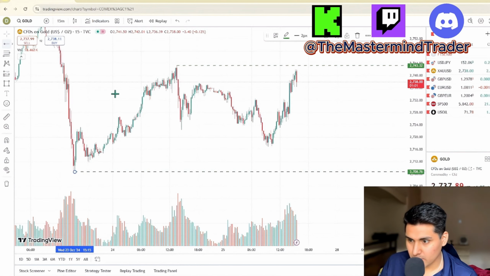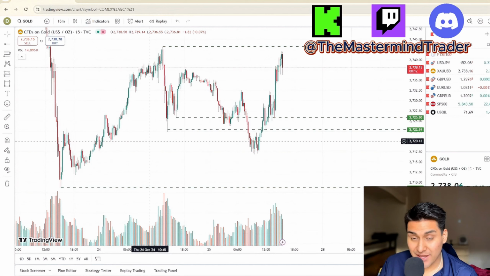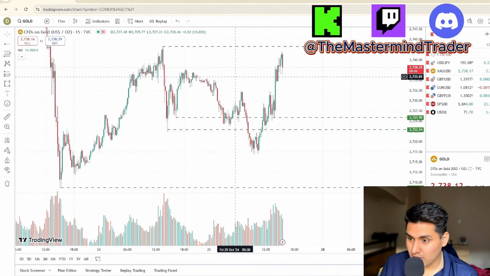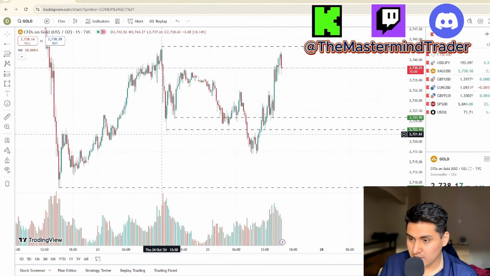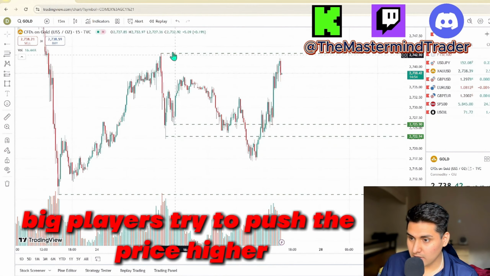And there is also a liquidity sweep here. And here. Now, if you're not aware of what a liquidity sweep is, then I would suggest you do some research on it. However, to give you a brief explanation, basically a liquidity sweep is where the institutional traders, the major banks, and all the big players try to push the price higher.